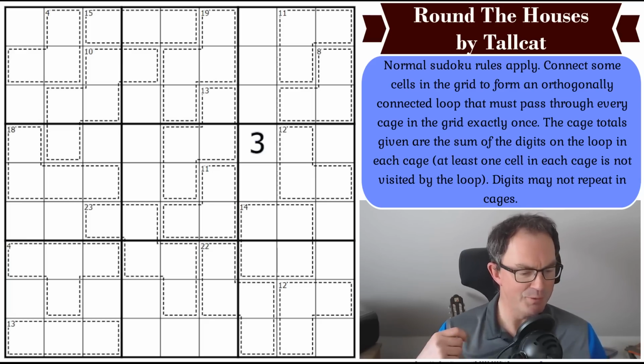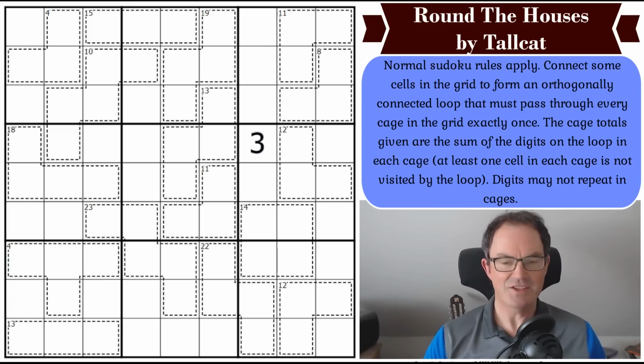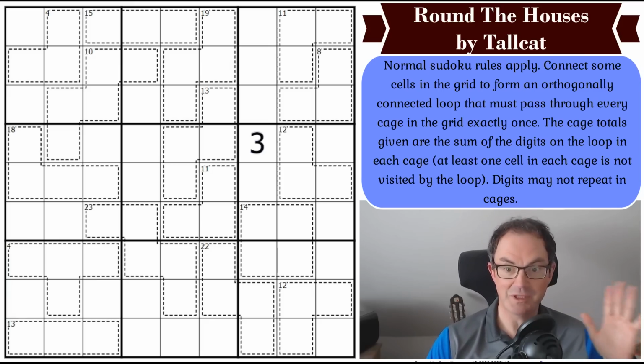Or am I meant to read the rules out first, I think? Oh, I think I am. I think that's the new style that we decided on, isn't it? So I will read you the rules, but we'll kick off with that.